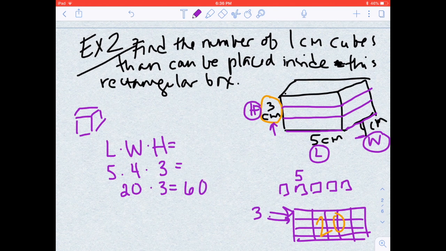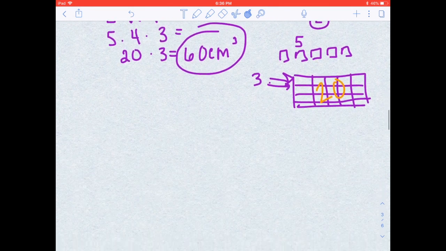I'm not finished though because I have to keep track of my units, and I have centimeters 1 times, 2 times, 3 times. That means I'm going to have centimeters cubed. And whenever you use volume, you're almost always going to be cubed. I can't think of a single time you wouldn't be cubed. So area would be squared, volume is 3D, 3 after my unit, cubed.